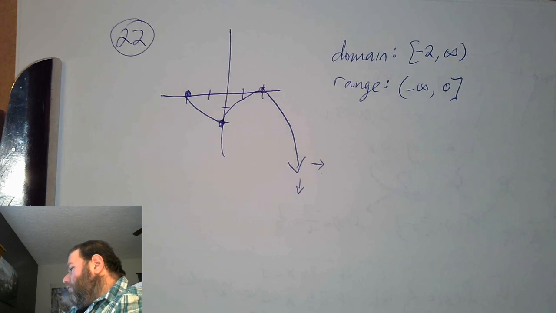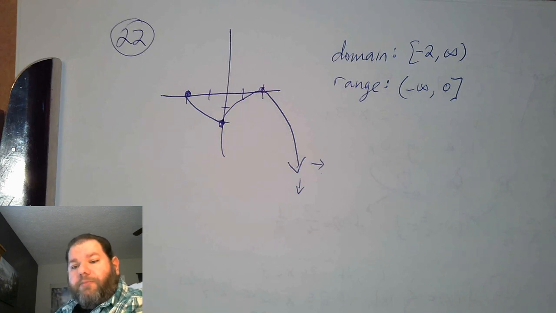Now you'll notice, yeah, that is enough right there. You'll notice that one of them says domain and range are both all real numbers, which we know that's not true. So we can eliminate B.